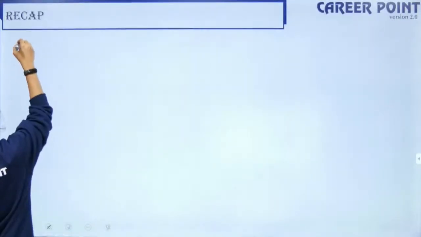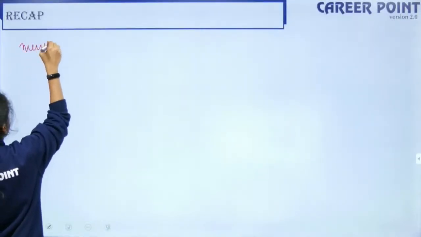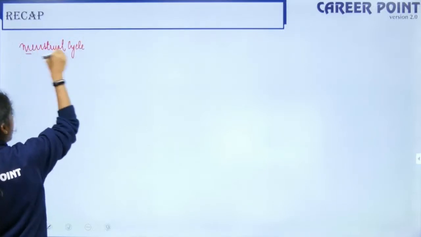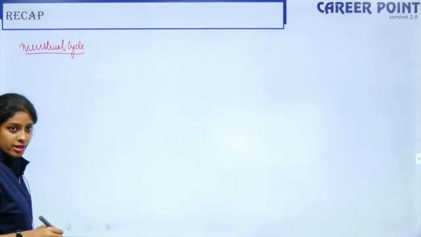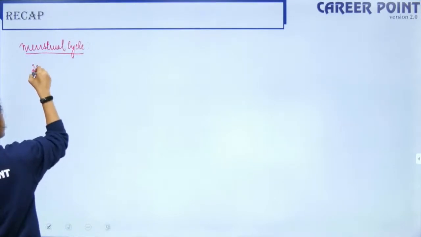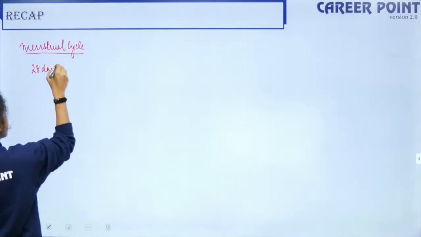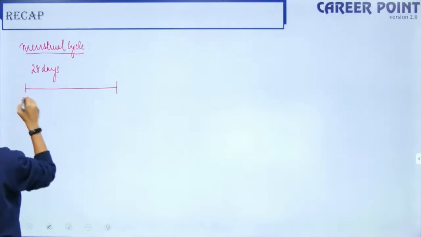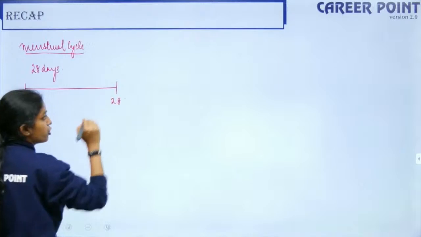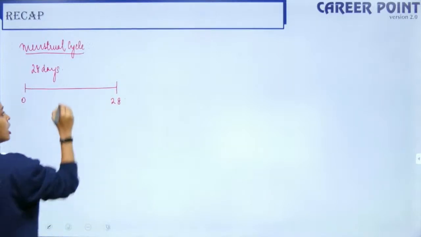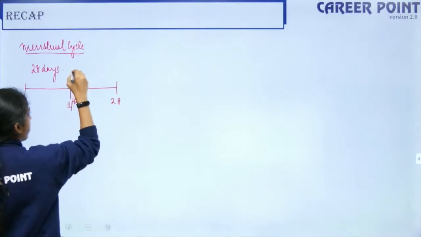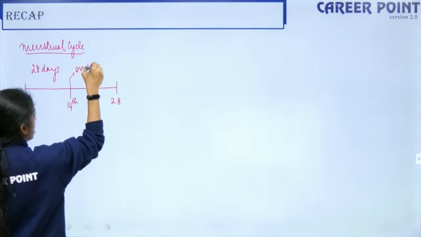Now we will talk about your menstrual cycle. The menstrual cycle occurs in the human female. It is a 28-day cycle, starting from day 1 or day 0 to day 28, and it has 4 phases. On the midday, that is the 14th day, something important happens, that is ovulation.